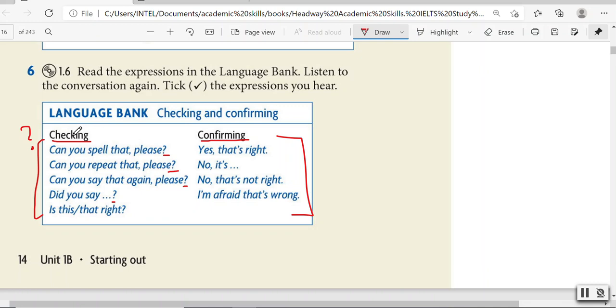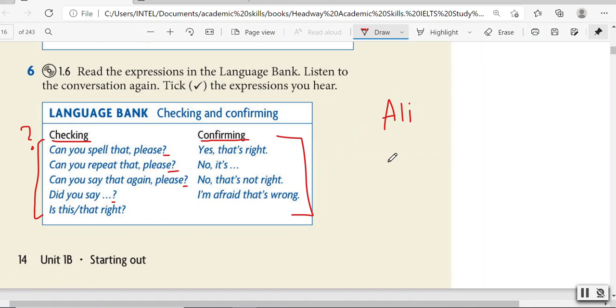Can you spell that, please? Can you repeat that, please? Can you say that again, please? Did you say? Is this right? For example, my father's name is Ali. My father's name is Ali. You want to check it.